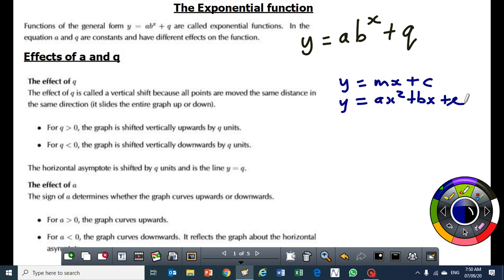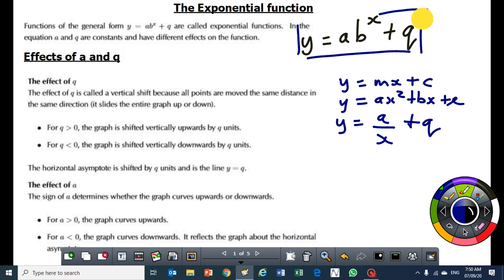So we have your linear, quadratic, then the hyperbola, that's y equal to a over x plus q. Then the fourth one is the exponential function. The exponential function is a function of the form y equal to a times b to the power of x plus q. It's called an exponential function because the x is an exponent.